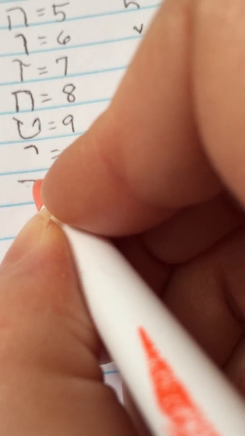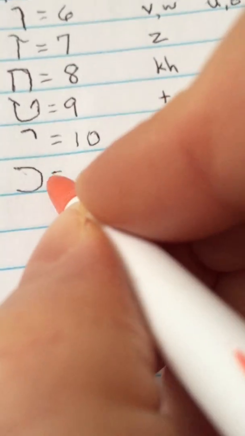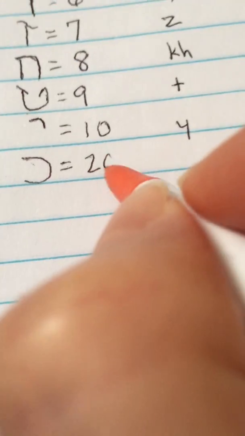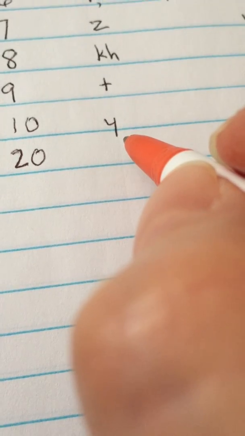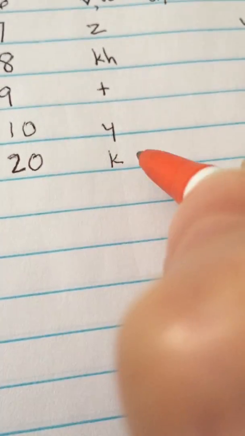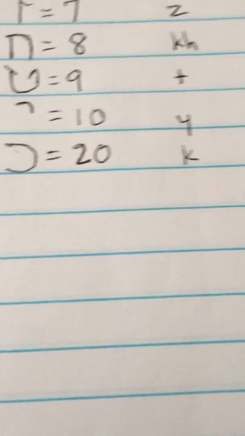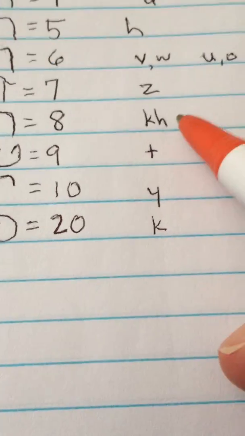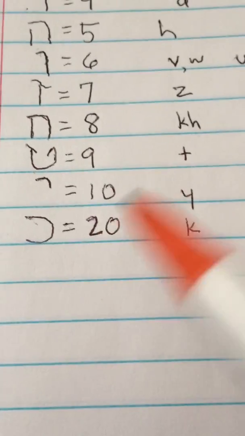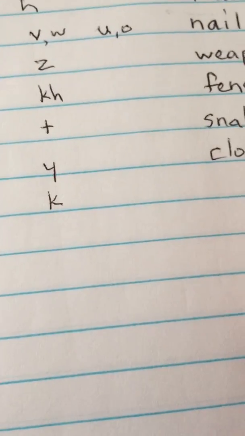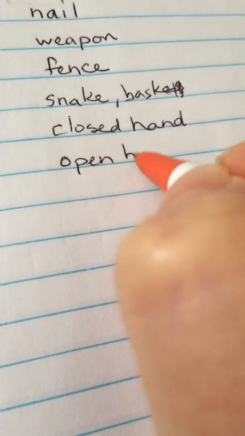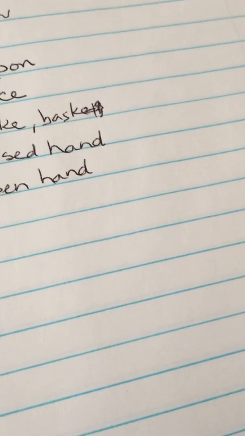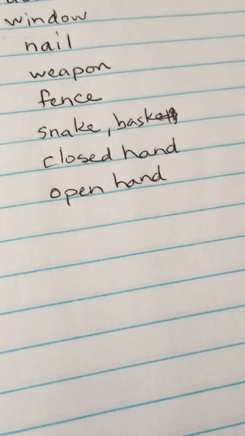And then we have Kaf, which is 20. It has kind of a hard K sound, but I think I've heard people say it kind of almost like this with the guttural. Maybe it's a milder one, I don't know. And it is an open hand. So an open hand is more like it can be to cover, to allow it.